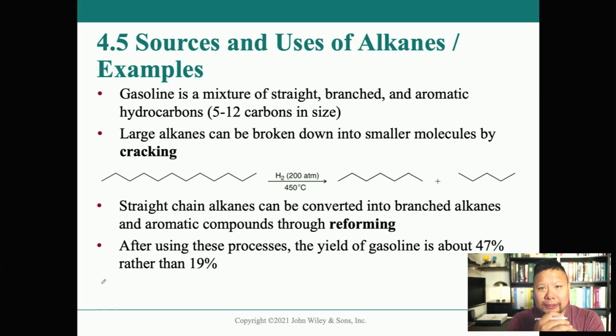Large alkanes can be broken into smaller molecules by cracking, right? Here the cracking occurs with really high heat, a lot of pressure, and hydrogen gas, some reduction. Straight chain alkanes can be converted into branched alkanes and aromatic alkanes through reforming. And after using these processes, the yield of gasoline is about 47% rather than 19%. Good old gasoline. It's getting more expensive these days.